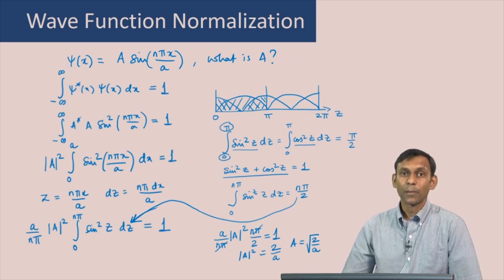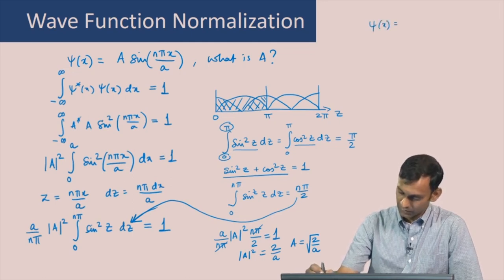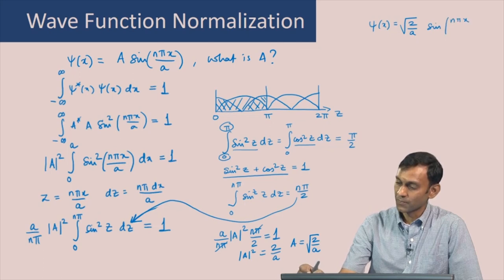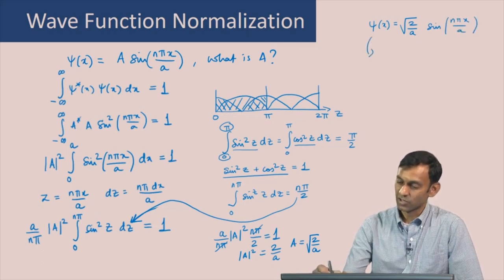If we plug this back into the expression of the wave function, the normalized wave function becomes psi of x is equal to square root 2 over a sin n pi x over a, which is the final expression for the normalized eigenfunction of the particle in a box.